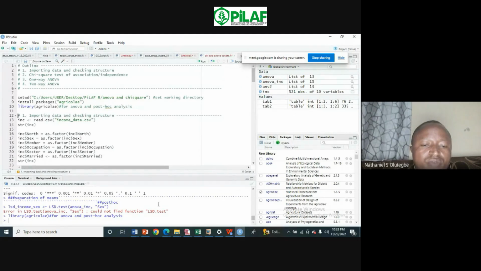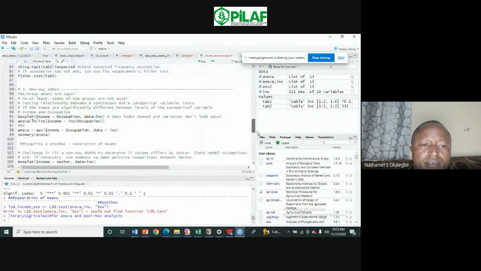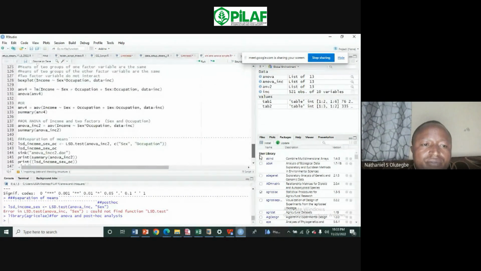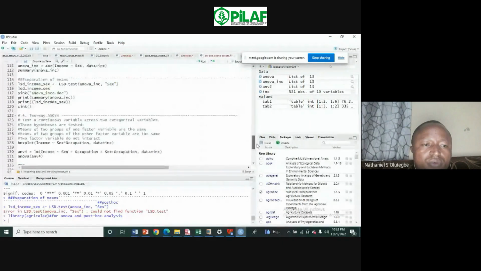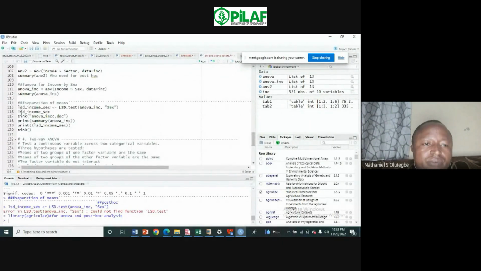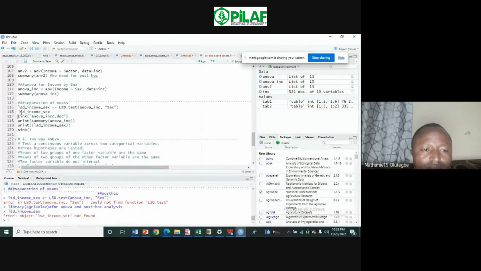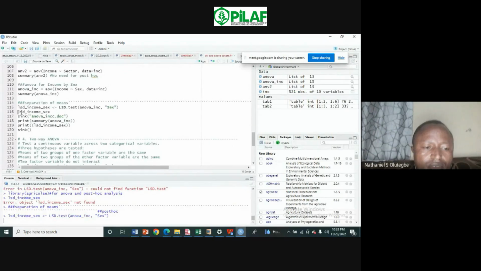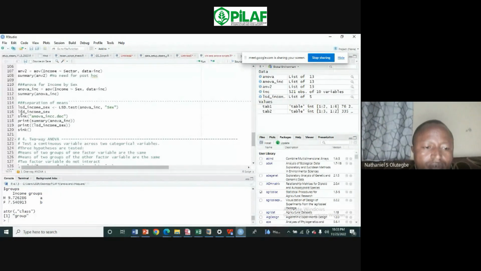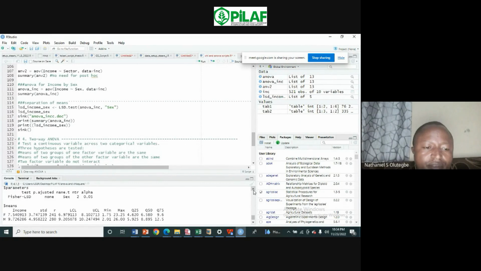It's saying it could not find LSD.test, so I needed to come and library the package for me to be able to run that function. Okay, now it's run. You can see now the mean for male is 9.72 and that of female is 7.54. You have it here, you have it here as well.